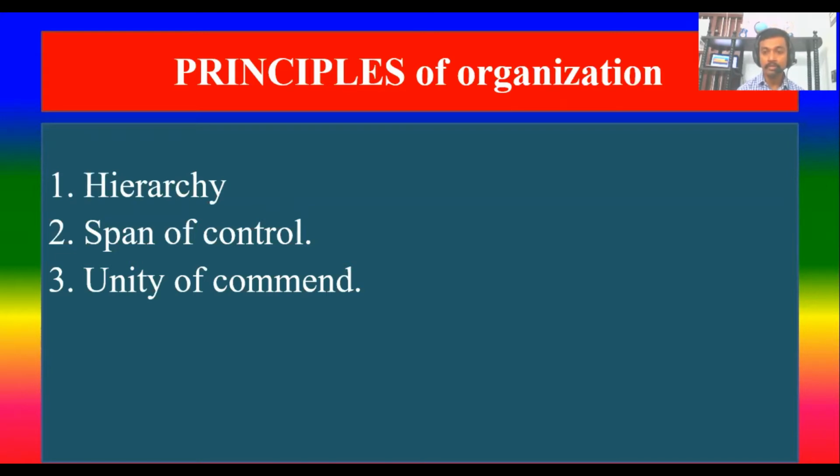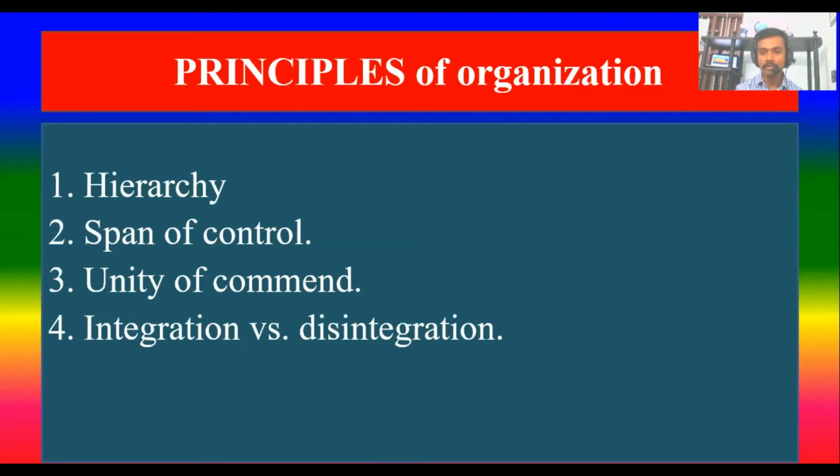Then subsystems. For example, in a hospital as a social organization there is the medical director, nursing superintendent, medical superintendent, then the head nurse. The head nurse may control the subordinate nurses, five or ten subordinate nurses. So that system is called span of control. Then unity of command. For example, in an organization, directed by top authorities.